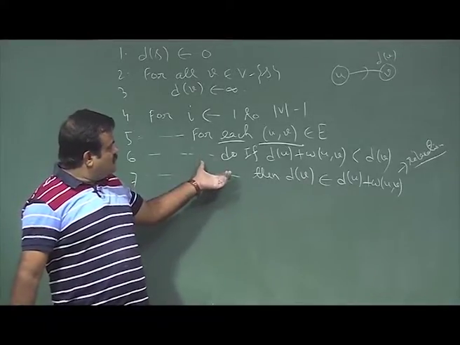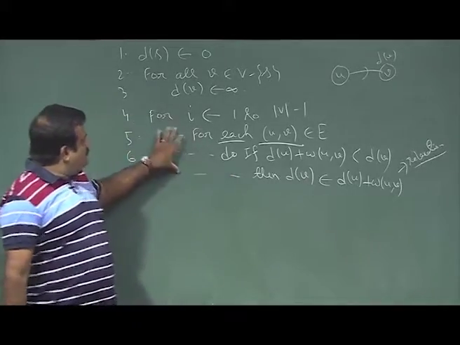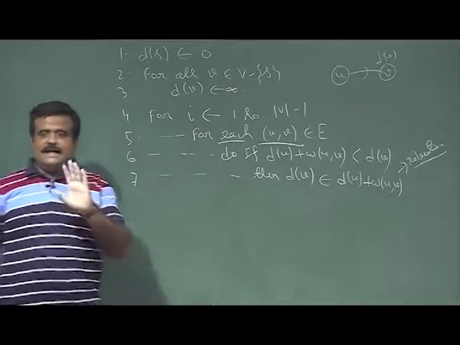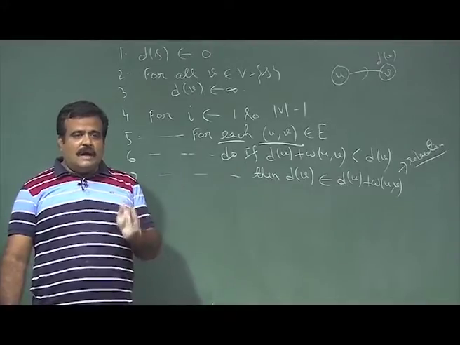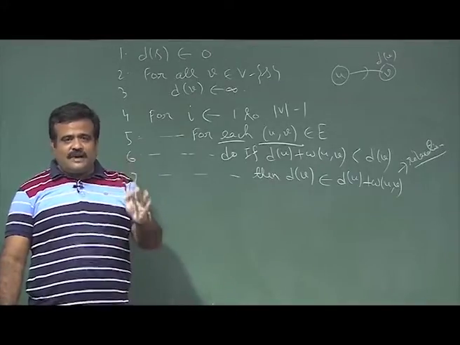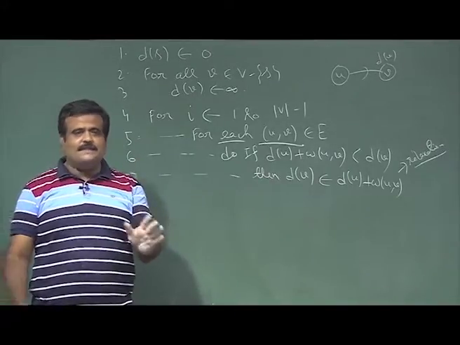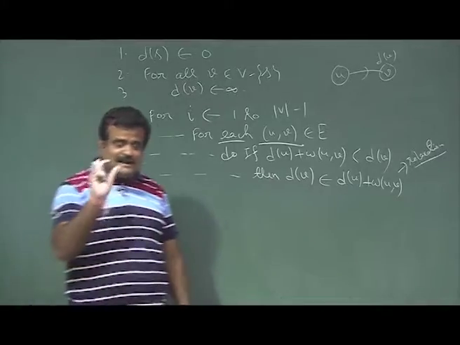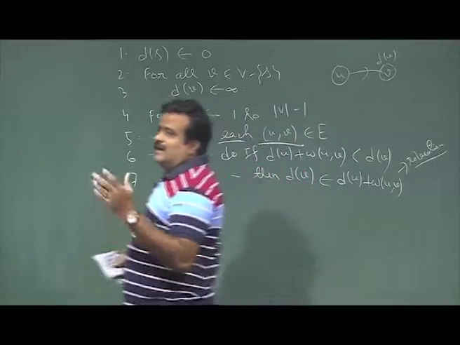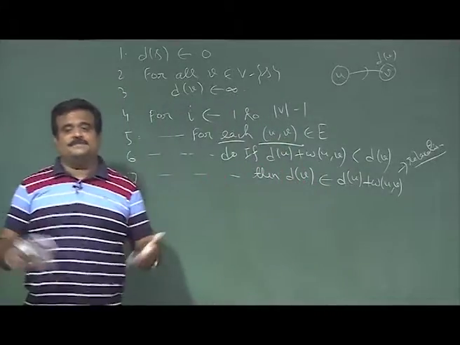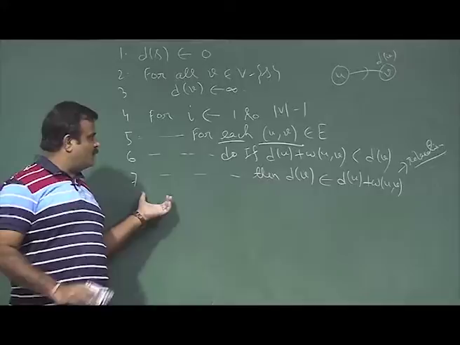So, now this is the step. After this step we have done V number of relaxations. Still, if we could further relax an edge, then there is some indication that there will be a negative cycle. So, that step we have to follow.